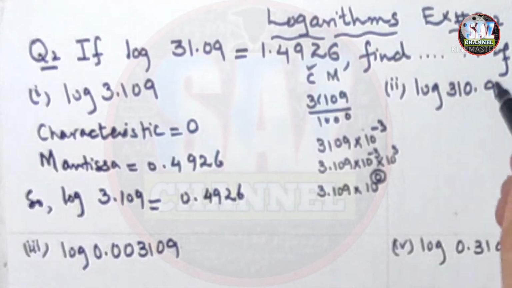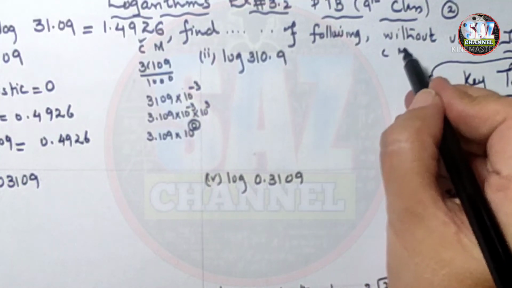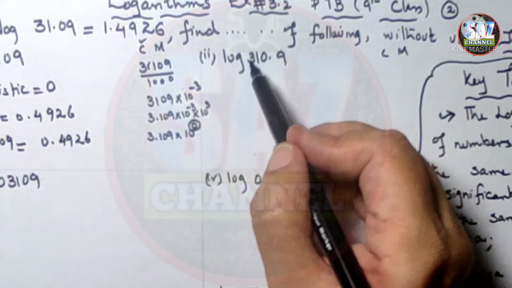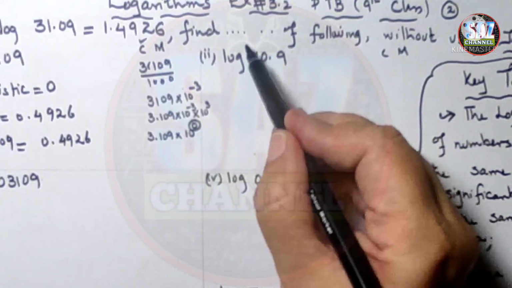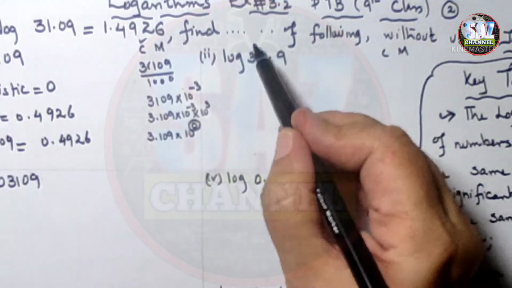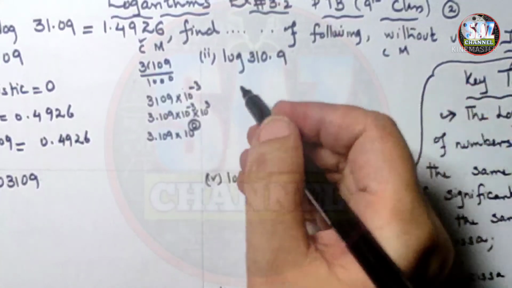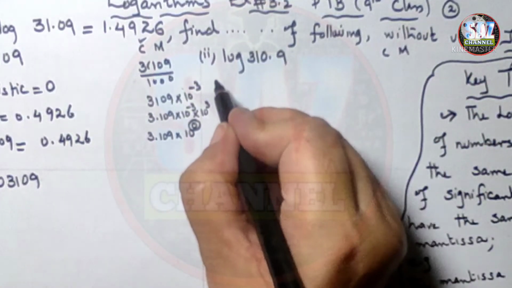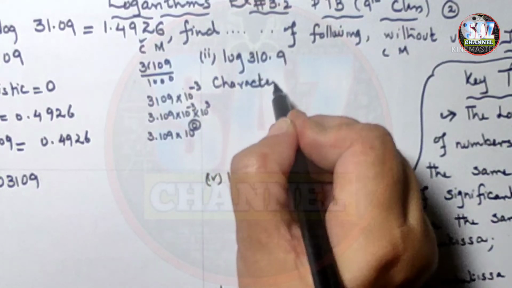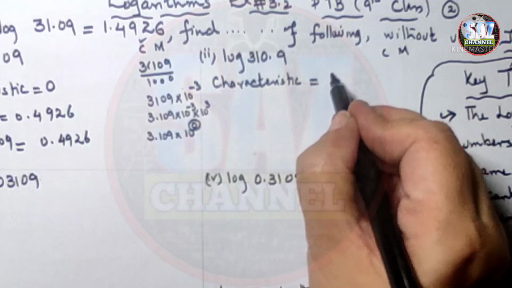Moving to the second part, log 310.9, we have to locate the characteristic and mantissa, and we can apply the trick as well, that the characteristic will be one digit less than the number of digits in the integral part. This time I'm going to write the characteristic through observation. So the characteristic of this number will be 2.